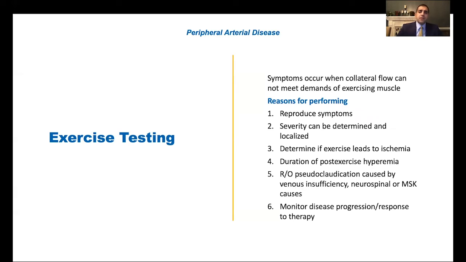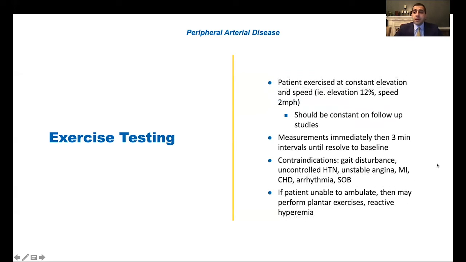And we can also use this to see how a disease has progressed or even the response to therapeutic measures that have been performed. Basically, patients exercise based on a protocol, and that's when they can exercise. And so this test, as you can imagine, cannot be done with folks that have contraindications to exercising on a treadmill.